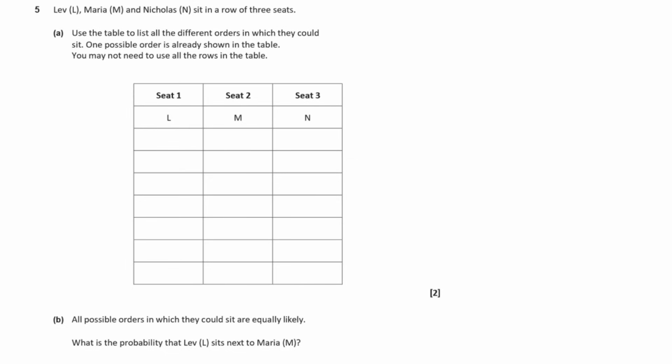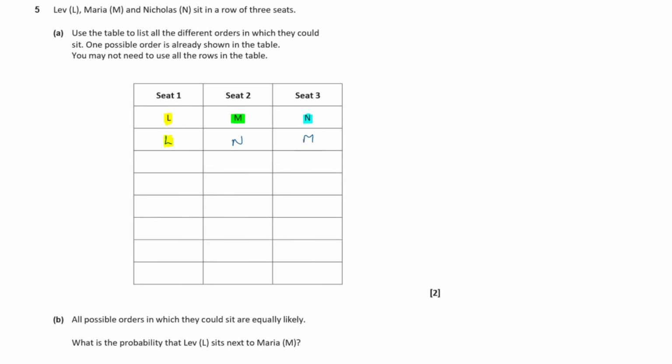Now when you're listing things, my recommendation is to try and keep the first thing the same first. So for my next arrangement, I'm going to keep L the same at the front here, and then I'm going to switch these other two around. So these two are going to switch over and become N and M, like that. Now, are there any more arrangements with L at the front? Nope, that's all of them. I can have L, M and N, or L, N and M.